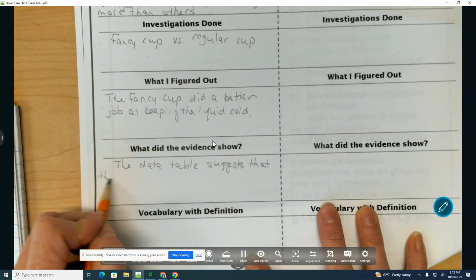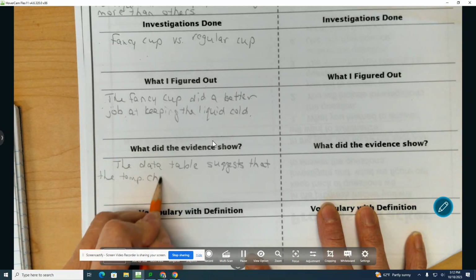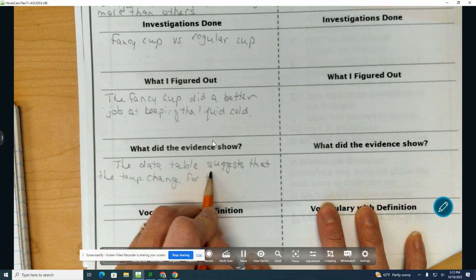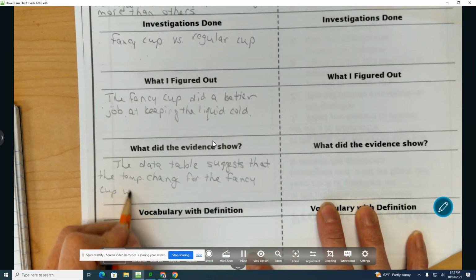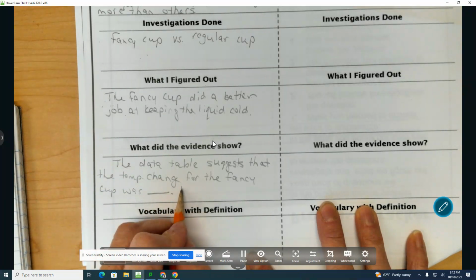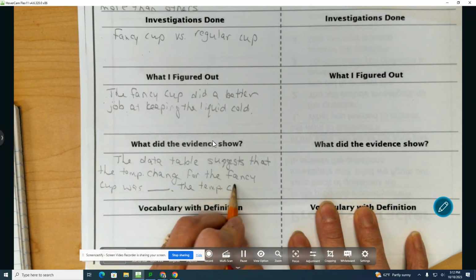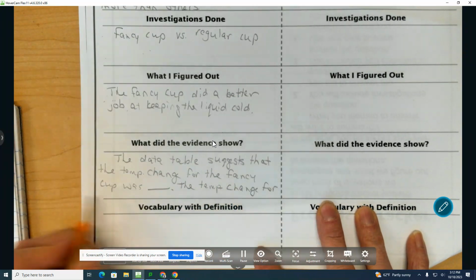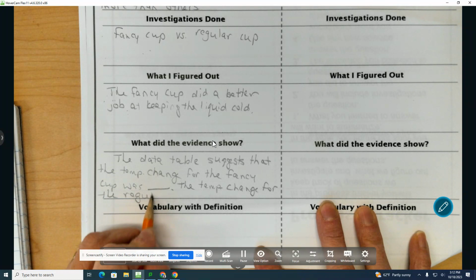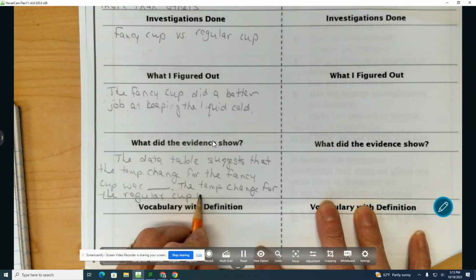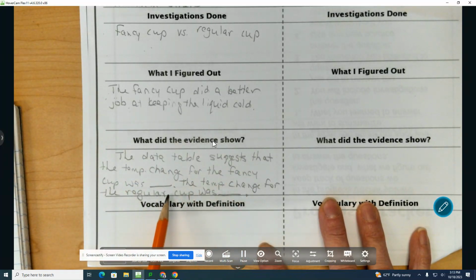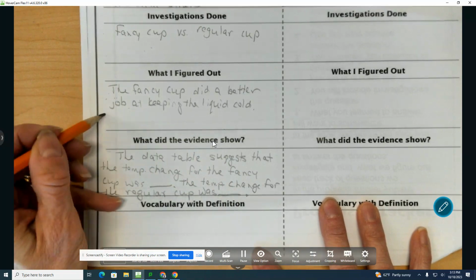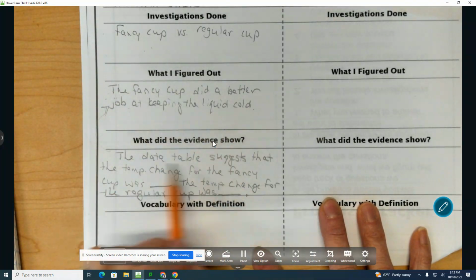that the temperature change for the fancy cup was, whatever that number is, and the temperature change for the regular cup was whatever it was. So you're just stating the data that supports what we figured out. We're basically making a claim. What's the evidence to support that, okay?